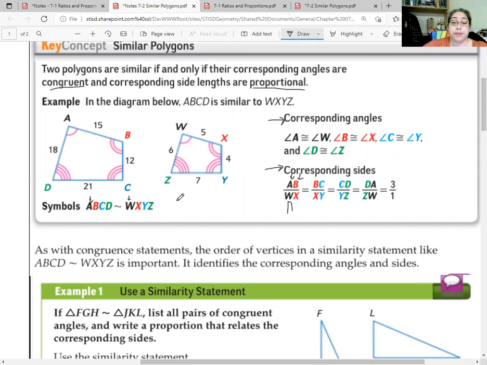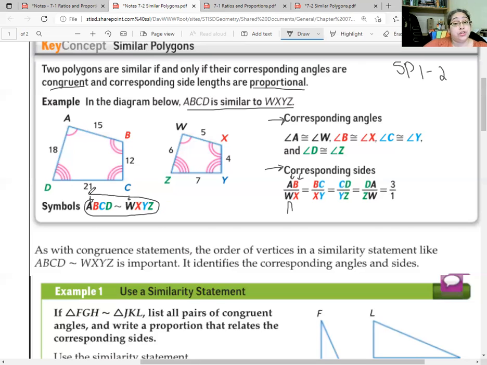So if you want to show that polygons are similar, that's questions 1 and 2, you need to come in here and you need to find some way to show that the corresponding angles are congruent to each other. That is, they have the same measure. And you need some way to show that if you were to write the corresponding sides as fractions, all those fractions are the same fraction. If you can do that, then you can say that these polygons are similar to each other, and this is the similarity statement that you're going to be writing.